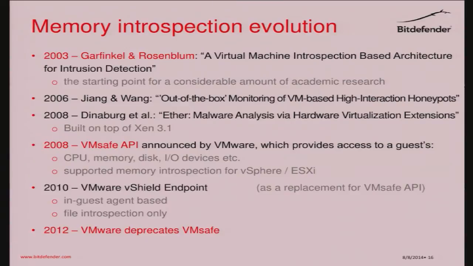Here's a little history of memory introspection. It started around 2003, and for Xen it became relevant in 2008 with a research project named Ether. That's actually what we've used to start our own research on Xen. Up until then, we had custom built technology for this.